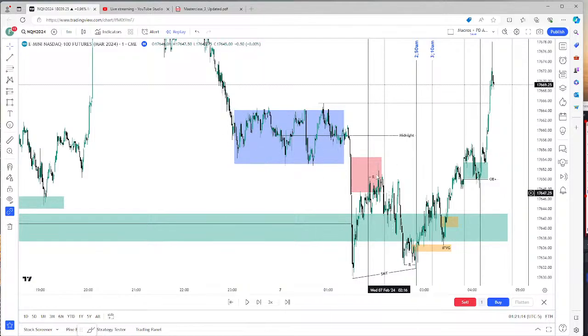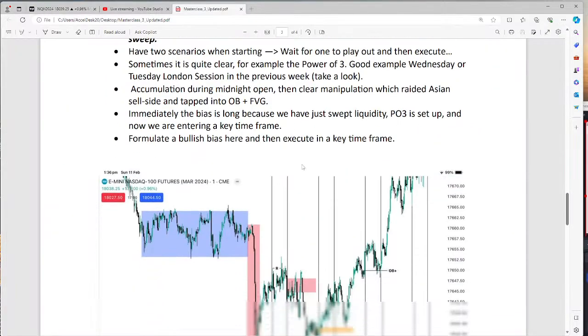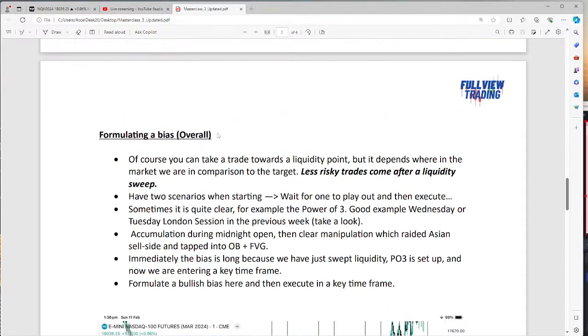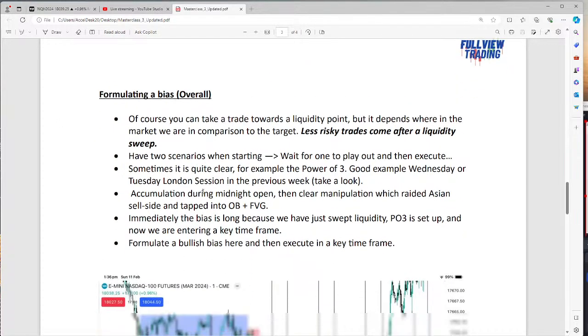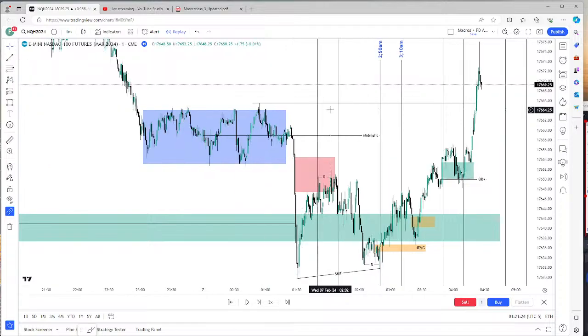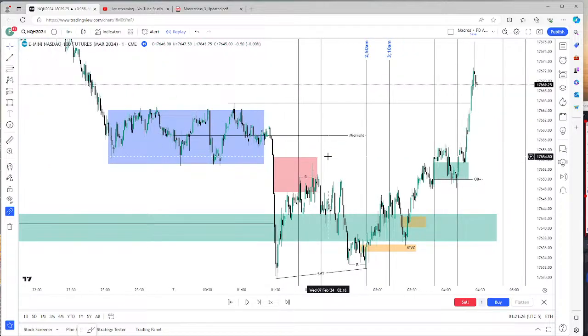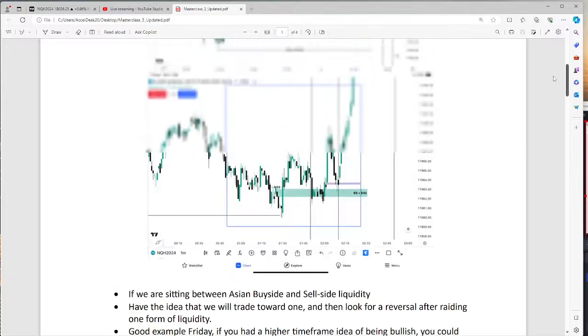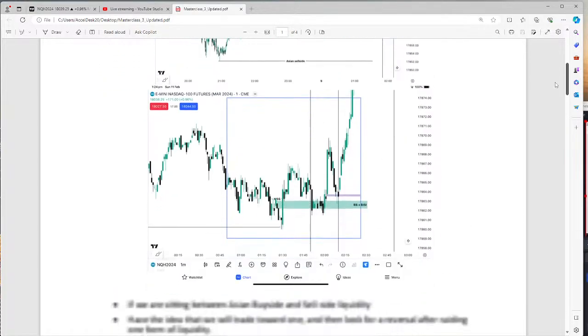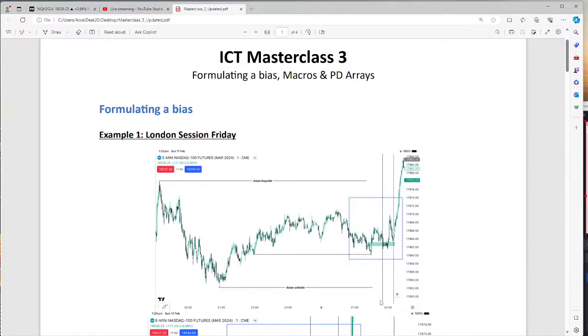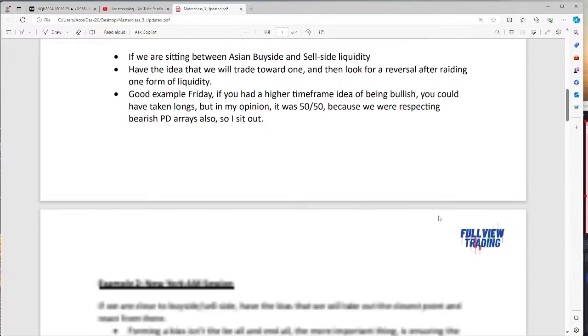So you're looking for these key signatures in price. And in these situations, it's much easier to formulate a bias. In my opinion, you've got different levels of risk when you're talking about biases, right? You've got a low risk bias, a medium risk, and a high risk. A high risk bias is this. This is my opinion, right? Especially if you're trading London session, if you're sitting between buy side and sell side and you're respecting bullish and bearish PD arrays, it's a high risk bias because technically it could go either way, right?